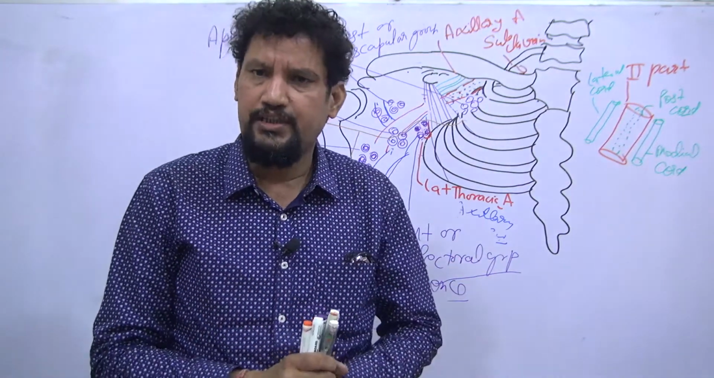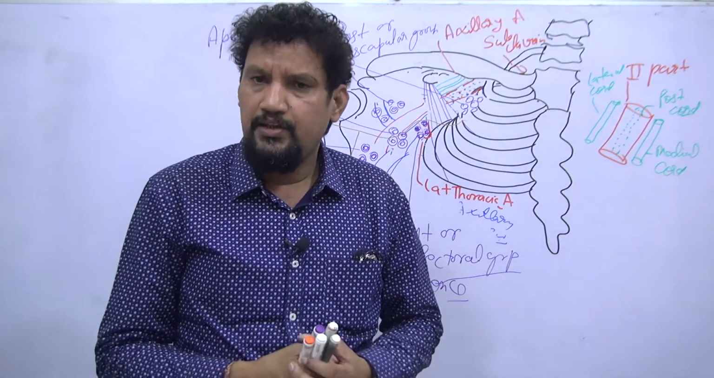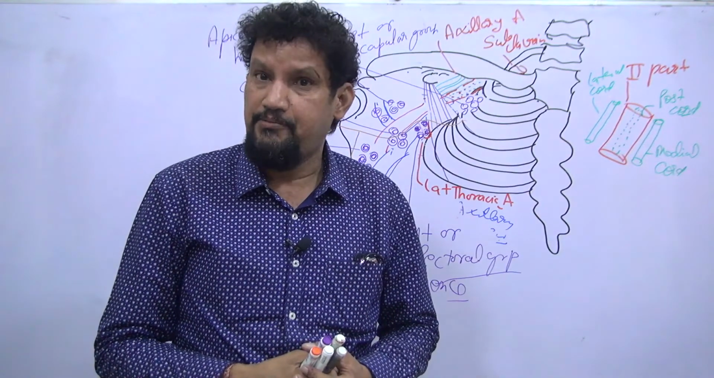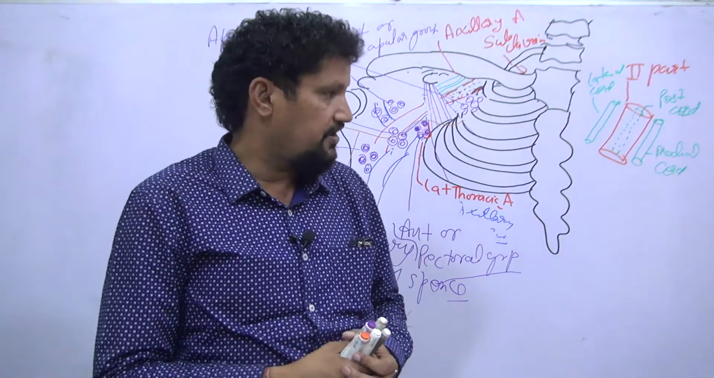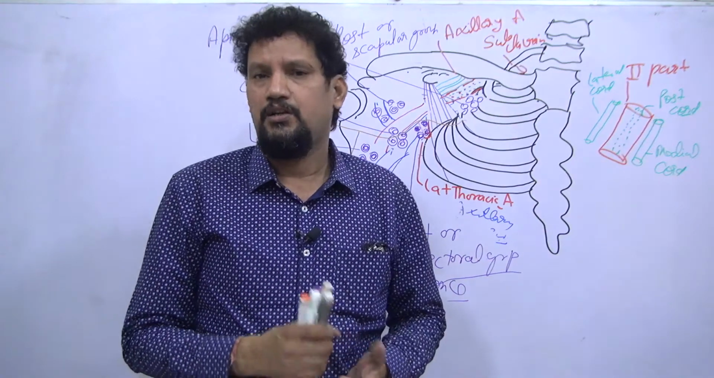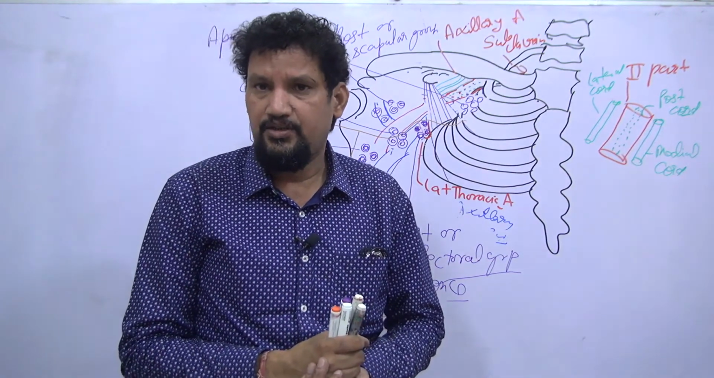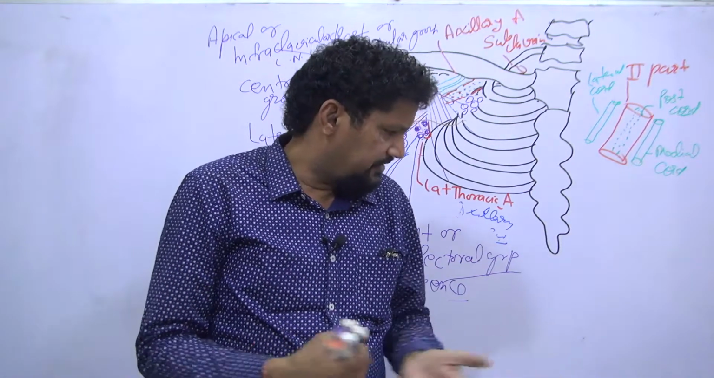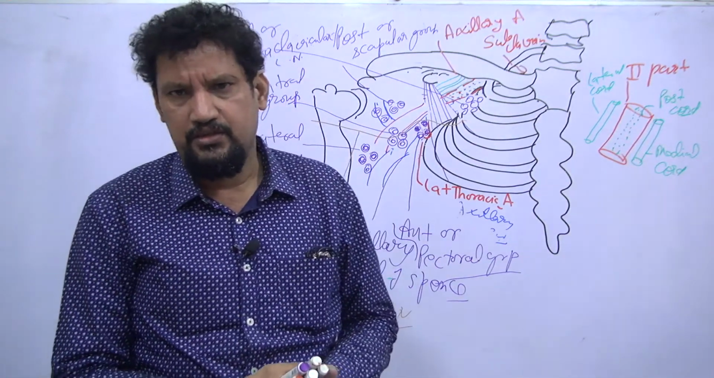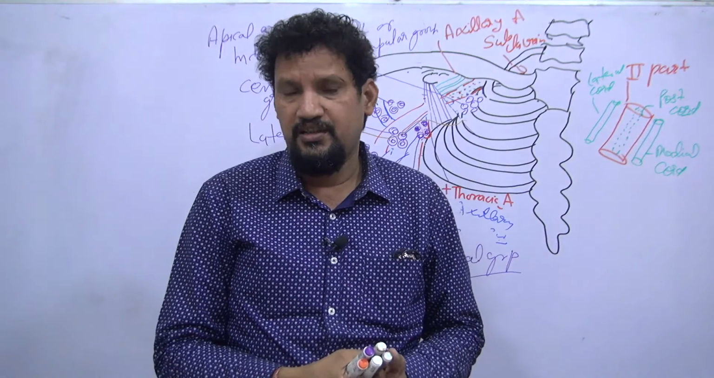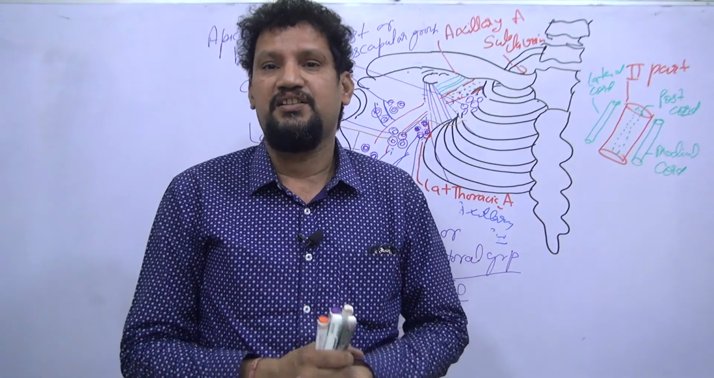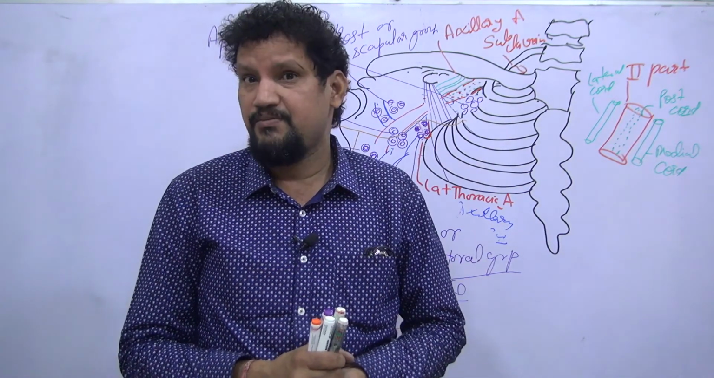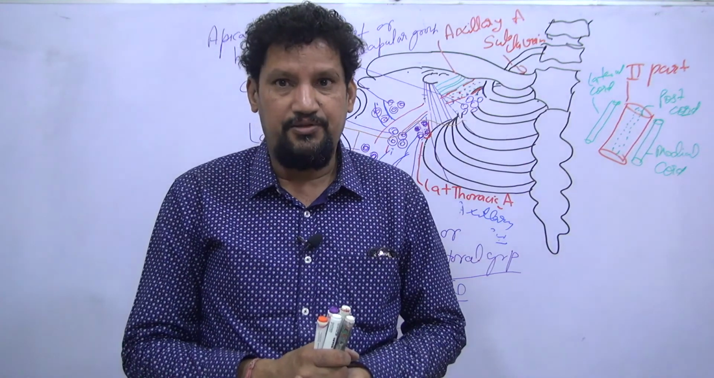So this was the anatomy of the axilla, a truncated pyramidal space. Now in my next lecture I will talk about the brachial plexus. In the brachial plexus we will see the cords, trunks, roots, and the branches, which are again in relation to the axilla, especially its infraclavicular part.